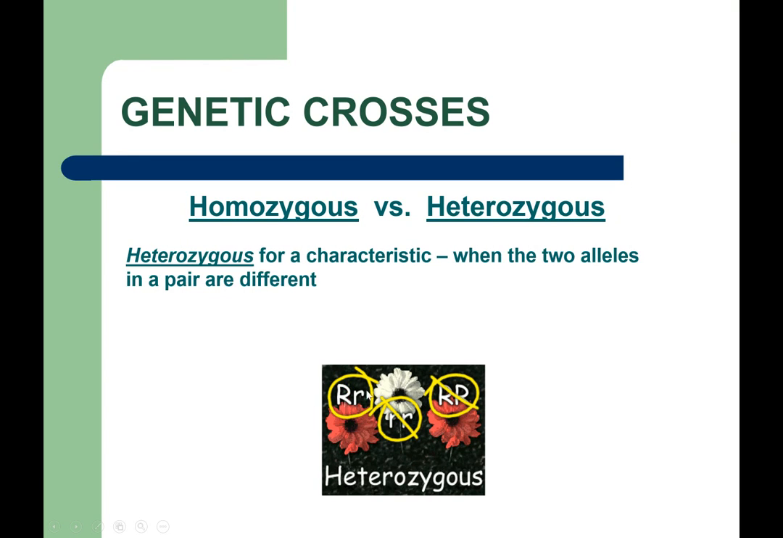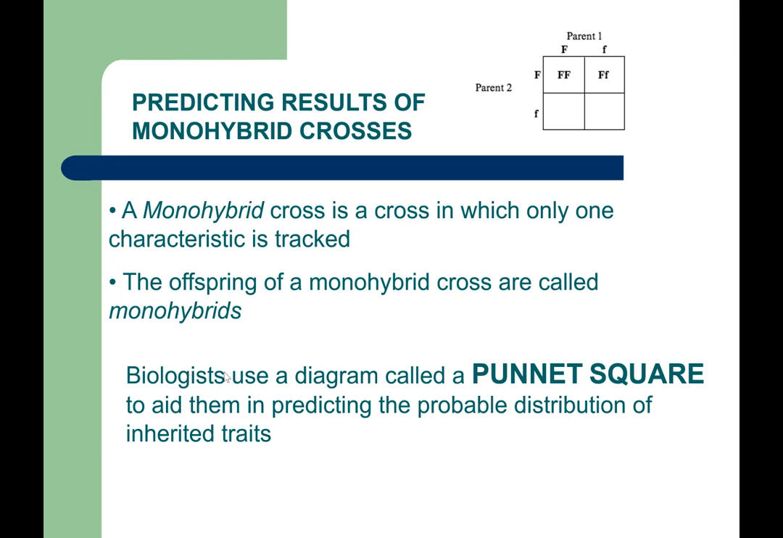And then heterozygous, hetero is different. So when you have two different alleles in a pair, one dominant, one recessive, that is heterozygous. And that will show itself in a phenotype differently depending on what the trait is. But most of the time, what this will give you is a dominant phenotype. So we would refer to this as heterozygous dominant. You don't even have to say the dominant, because heterozygous kind of implies that, but that's what you would see in that phenotype.